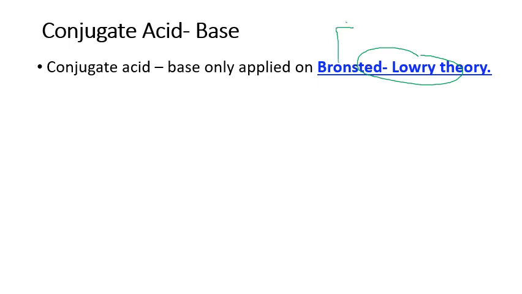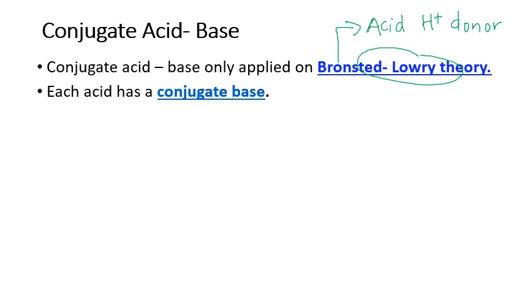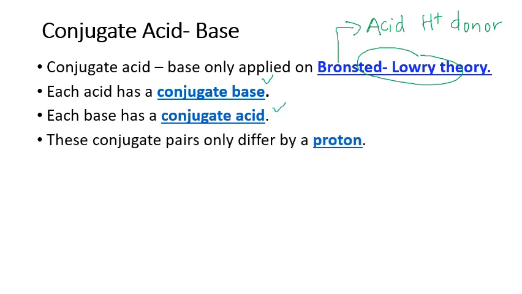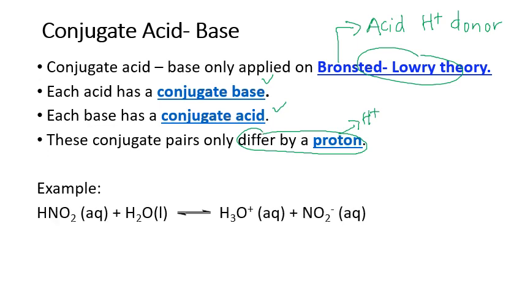According to Bronsted, acid is a proton donor. Then the next one, remember each acid is going to have a conjugate base, while each base is going to have a conjugate acid. The difference is by a proton, which is H+. Let's check with the example here.